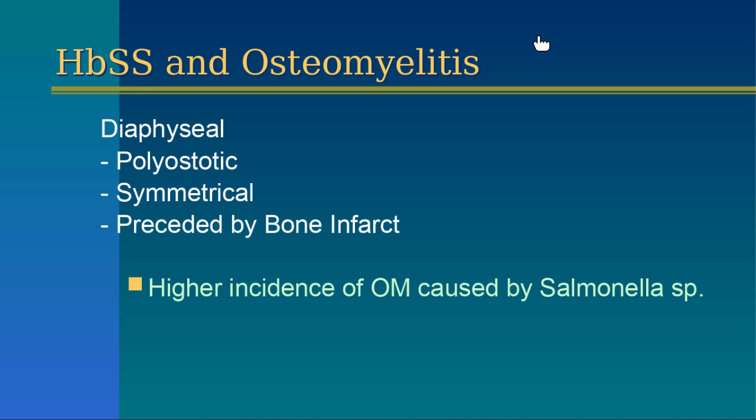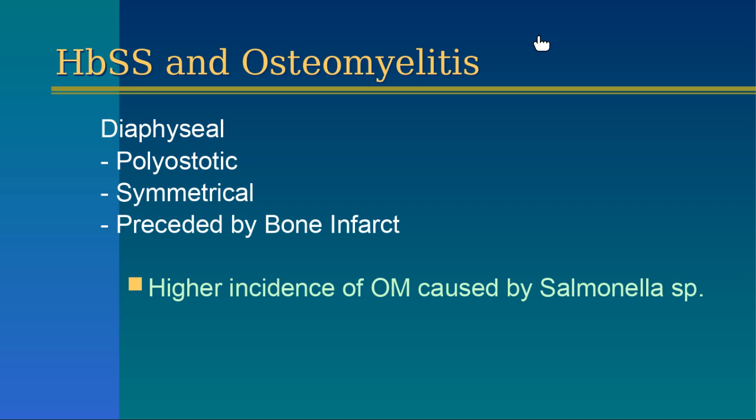So they have diaphyseal osteomyelitis, polyostotic because it's a systemic condition, so you have it on either side. So it may be symmetrical. They may be coming in with bilateral thigh pain. And so you're always left with, is it infection versus infarction?